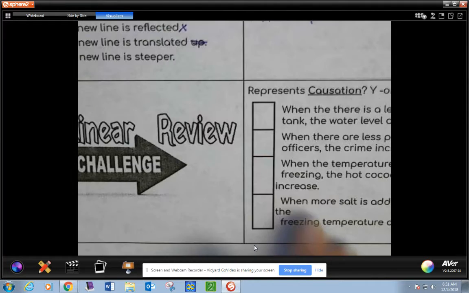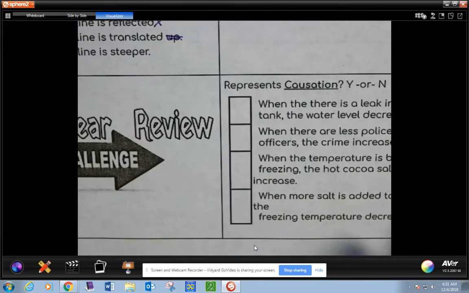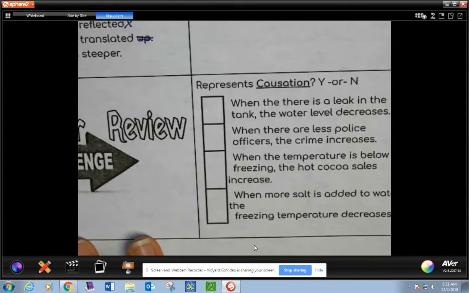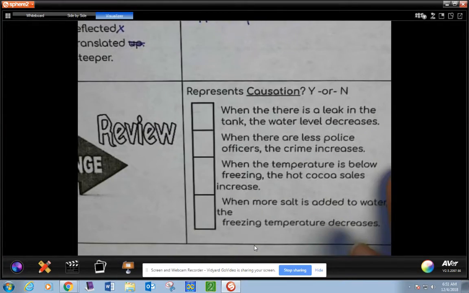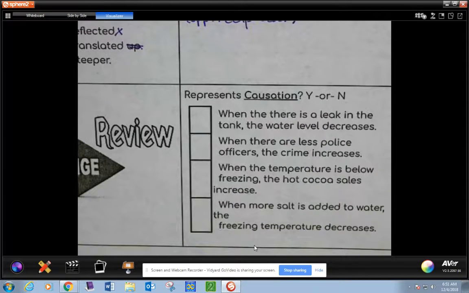Okay, for the next one, represents causation. Okay, this again is another thing that we haven't covered yet, but I think you'll be able to pick up on it pretty easy because causation is just what makes sense. Will this actually cause that to happen?